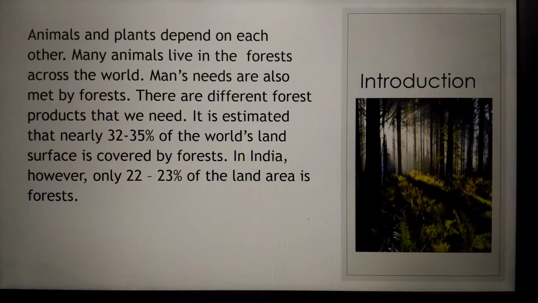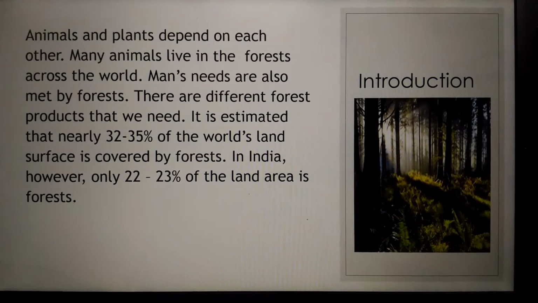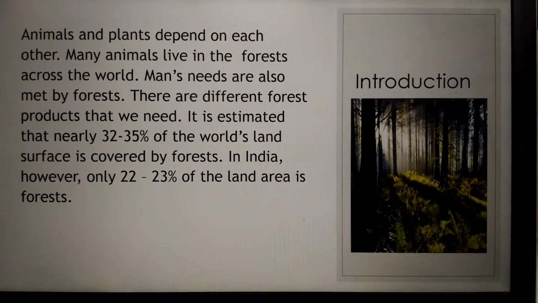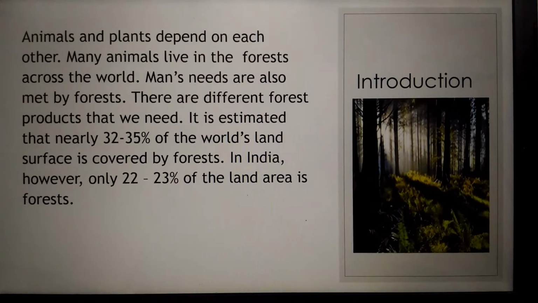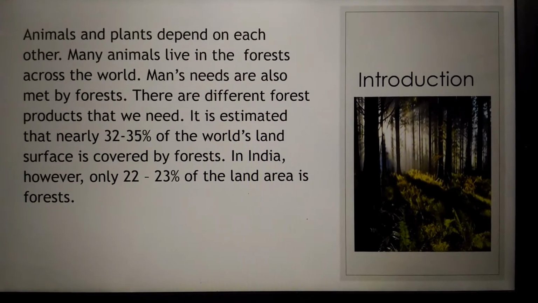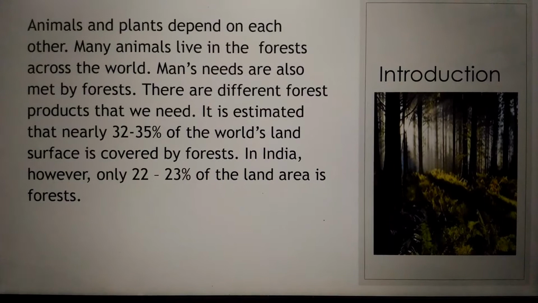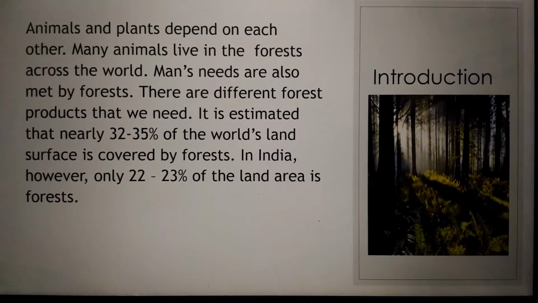Animals and plants depend on each other. Many animals live in the forests across the world. Man's needs are also met by forests. There are different forest products that we need. It is estimated that nearly 32 to 35% of the world's land surface is covered by forests. In India, however, only 22 to 23% of land area is forest.